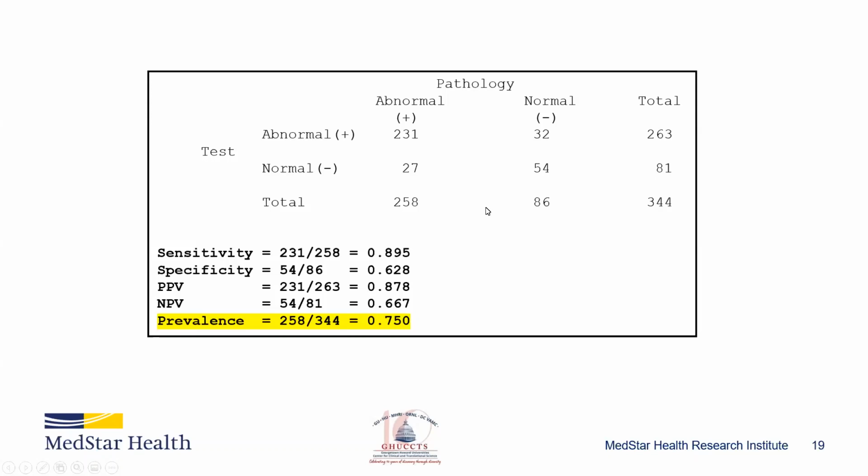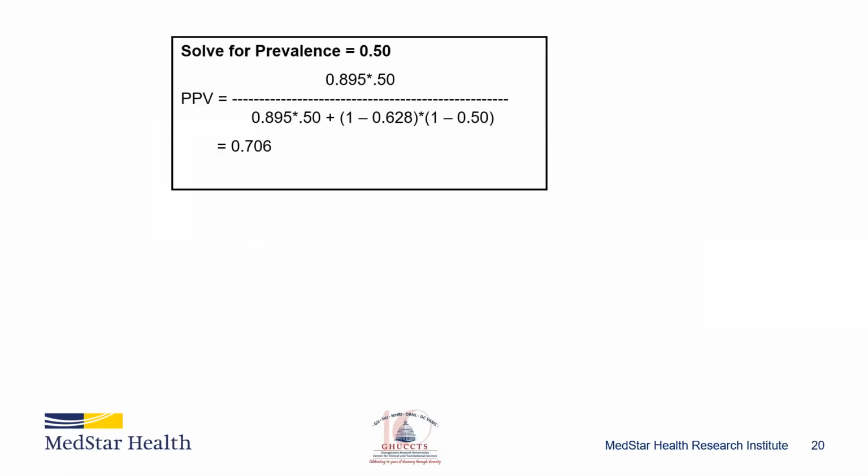And my prevalence in my example here is the number that have the disease out of my total number that I've tested. So that's, in this case, 0.75. So let's say now that given my information here, I have sensitivity and specificity for this particular test. What if the prevalence was not 0.75, but what if the prevalence was only 0.5?